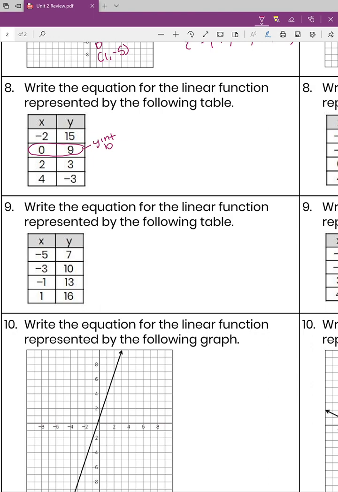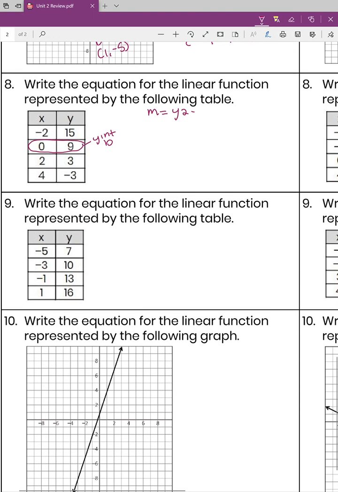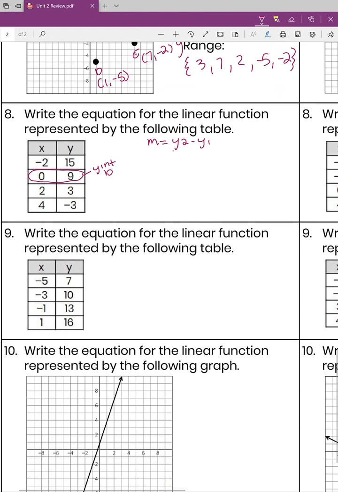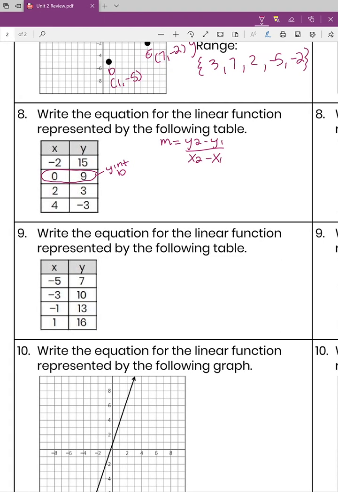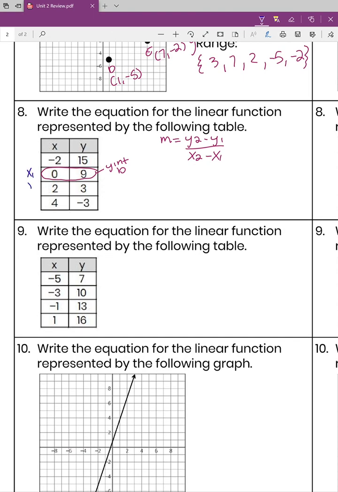So now we need to find the slope. And remember, to find slope, we use the slope formula. So m equals y2 minus y1 over x2 minus x1. Remember, we can pick any points we want to be our y and x values. So I'm going to go ahead and pick these points. So x1, x2, y1, y2. So then I'm going to plug them in.